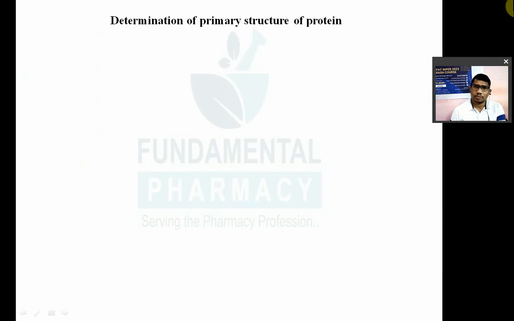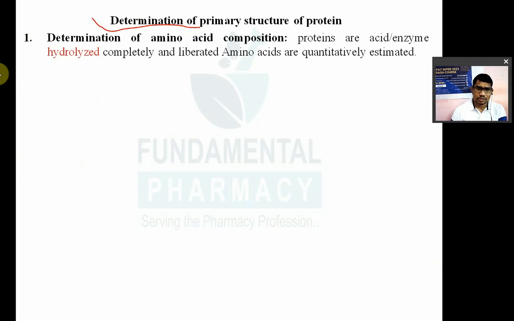Now determination of primary structure. Are you getting? Am I audible to you? Determination of primary structure of protein. कैसे structure determine कर सकते हो आप? So first, determination of amino acid composition.